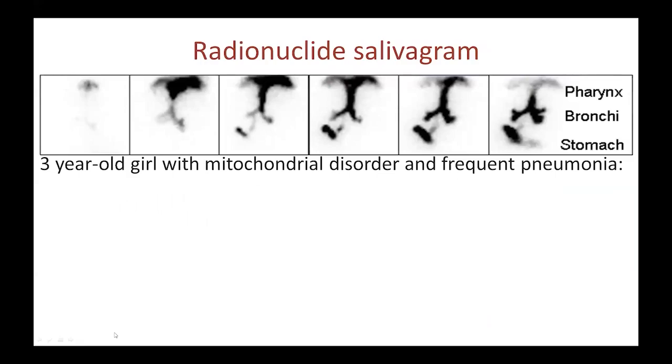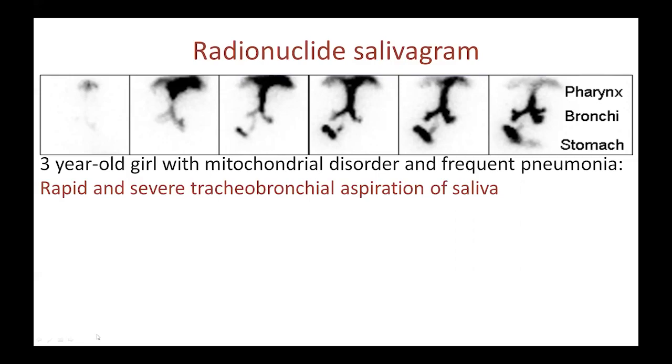Here's a 3-year-old girl with a mitochondrial disorder and frequent pneumonia. After being administered tracer in the mouth, we can see rapid transit of tracer into the trachea and bronchi. In fact, we see tracer in the airways before it even reaches the stomach. This is a patient with severe and rapid tracheobronchial aspiration of saliva.